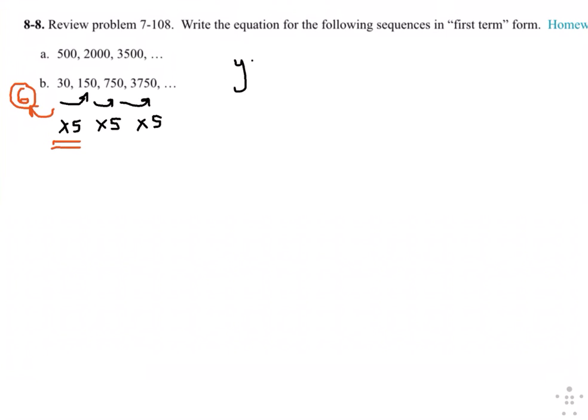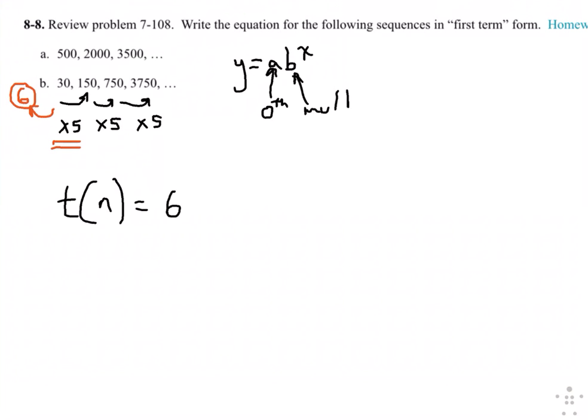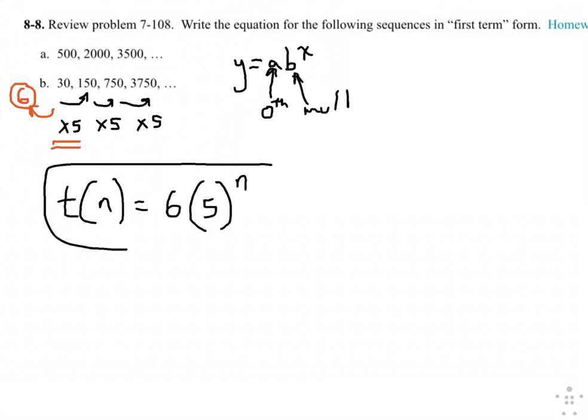So these we have to remember. If I had written it this way, y equals a b to the x, right? This is the 0th, and this is the multiplier, right? So when I write it as t of n equals, I need the 0th term, which is 6, times the multiplier, which is 5, to the nth power. So t of n equals 6 times 5 to the nth power.